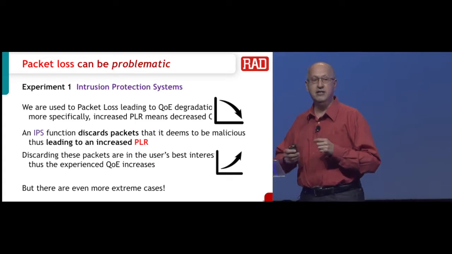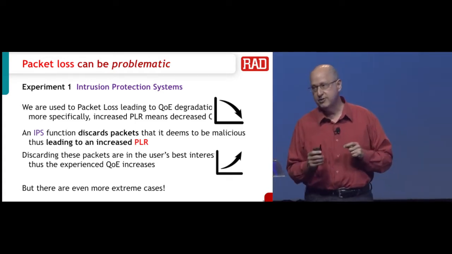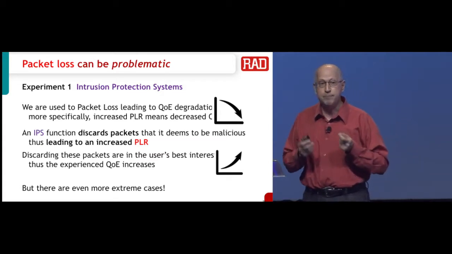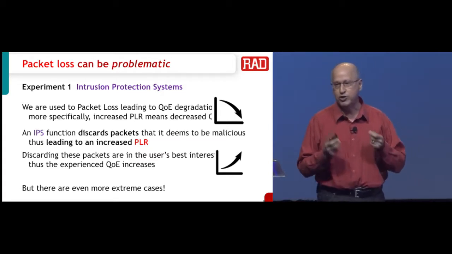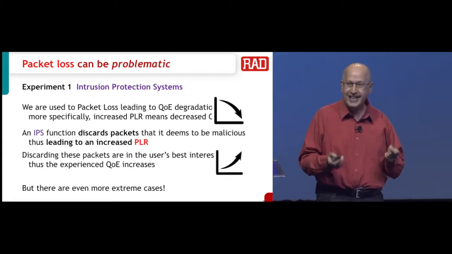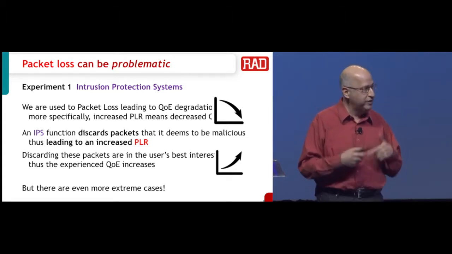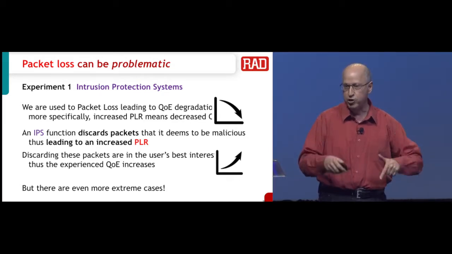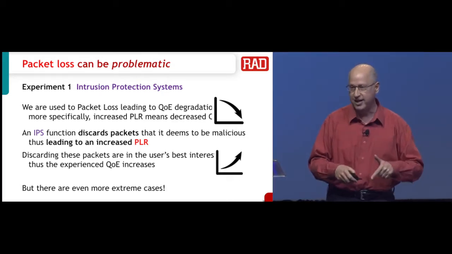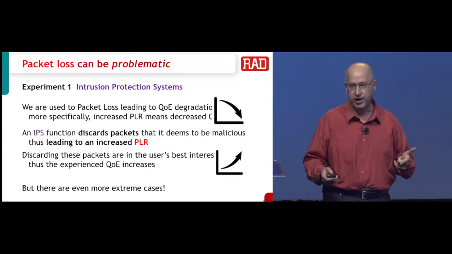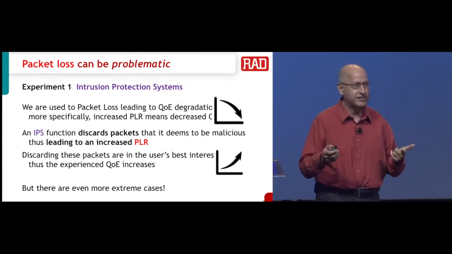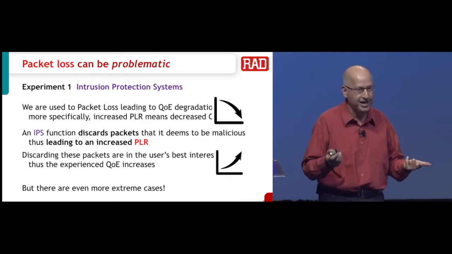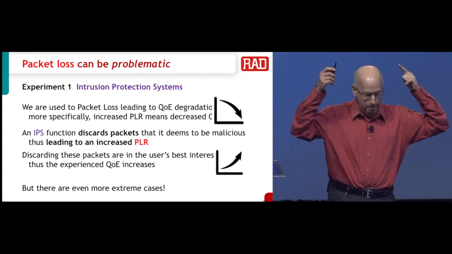But let's think of a first case, an IPS or a firewall. Basically, what does the IPS do? It purposely throws out packets which are bad, right? So had the IPS not been there, you wouldn't have packet loss, but your quality of experience would have been worse: your computer or mobile phone gets infected and stops working. Because of the packet loss, I saved you from that, and therefore the quality of experience is better, right? Higher packet loss, better quality of experience.